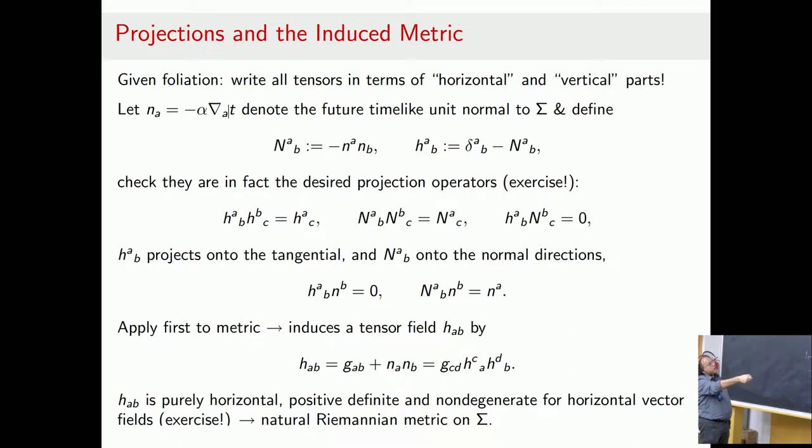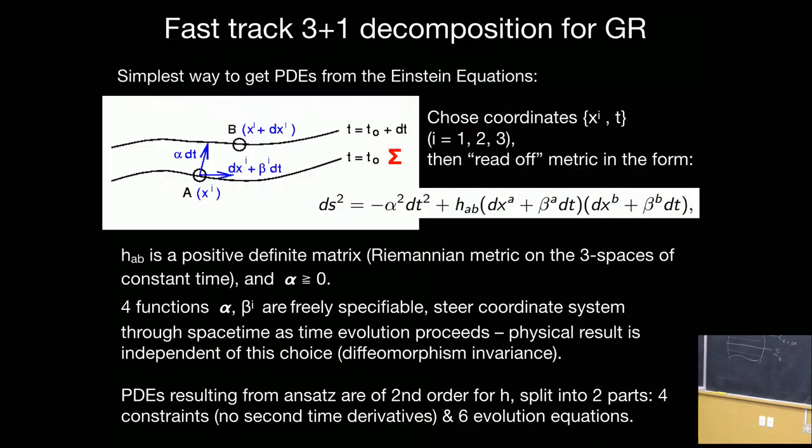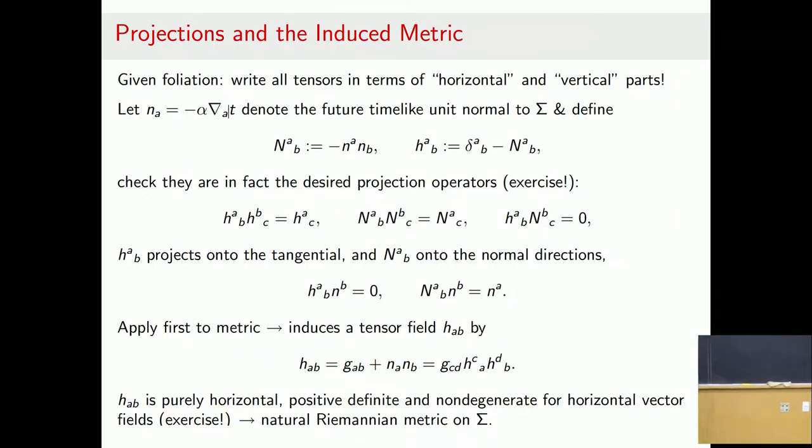You can first apply this to the metric, and projecting the metric in this way, you get a tensor field H, which, doing the calculation, you find is basically the original metric plus n_a n_b. And of course, this is kind of intuitive because if you write this to the other side, you get the metric as minus n_a n_b, which is like your minus dt squared, plus the spatial part H, which is what we had before. So here we had our time-like part and the spatial part, which is the H. So now we have this done fancy with projection operators, and this is basically the same story. And then you find that this is purely horizontal, so this lives in the three-space. It's a positive definite metric. So this is the natural Riemannian metric on this sigma. So this gives you the distances on sigma. And then you have your unit normal n.